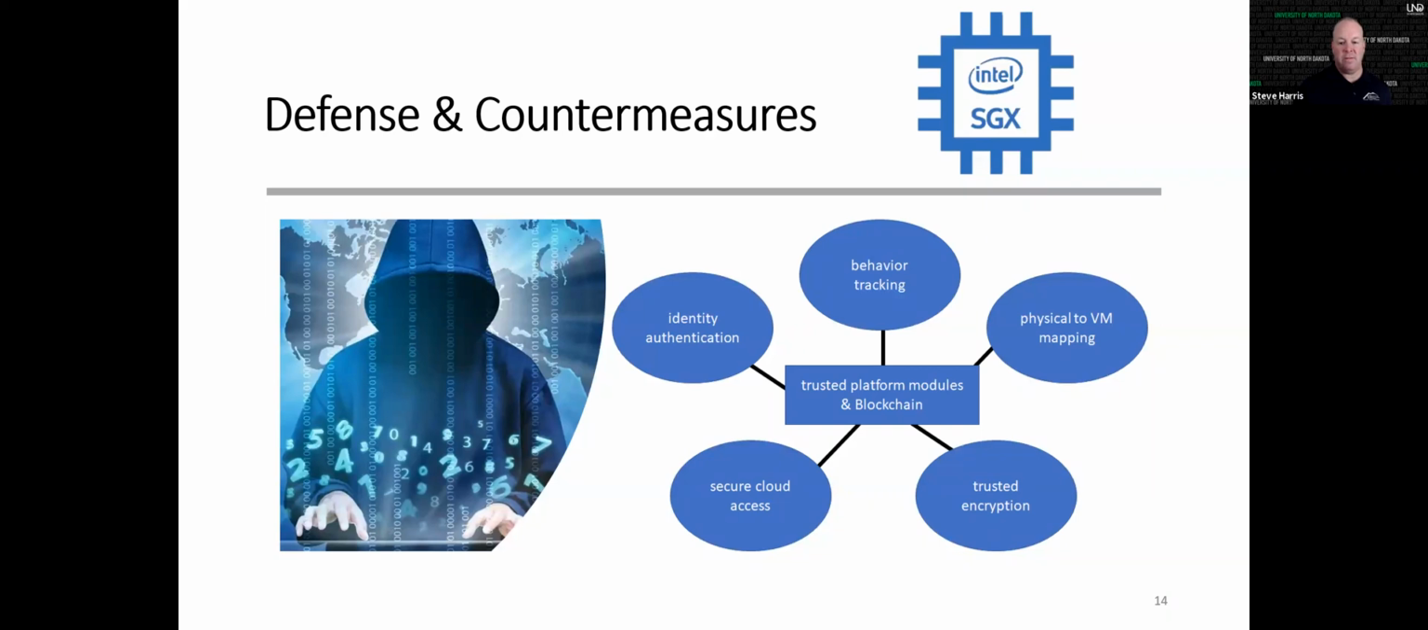As a first layer of defense, the utilization of embedded internal trusted platform modules 2.0. These are chips that provide a framework for identity authentication, trusted encryption, secure cloud access, physical to virtual machine mapping, and behavior tracking, all listed here in this diagram.